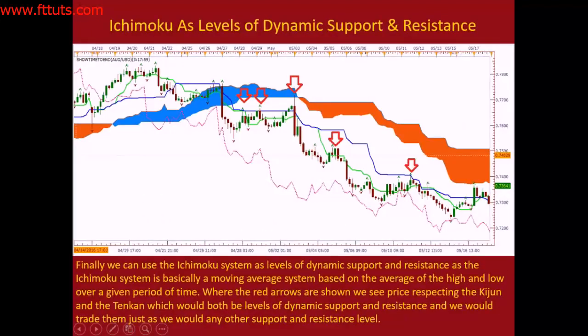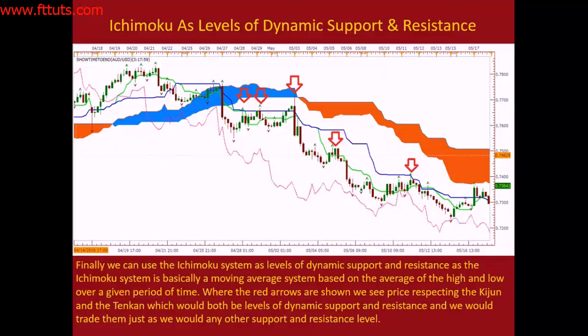And then finally, the last level of dynamic support and resistance that I'm going to look at is using Ichimoku as levels of dynamic support and resistance, basically because it's like a moving average system, but based on the average of the high and low over a given period of time instead of the close. So we're using the average instead of the close, and it's still pretty much a moving average, based off of what I've said, the average of the high and low.